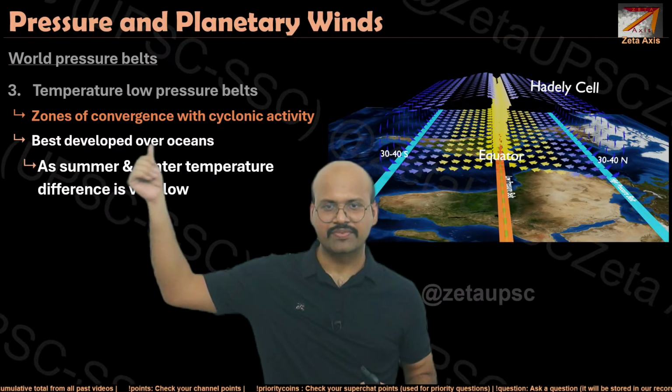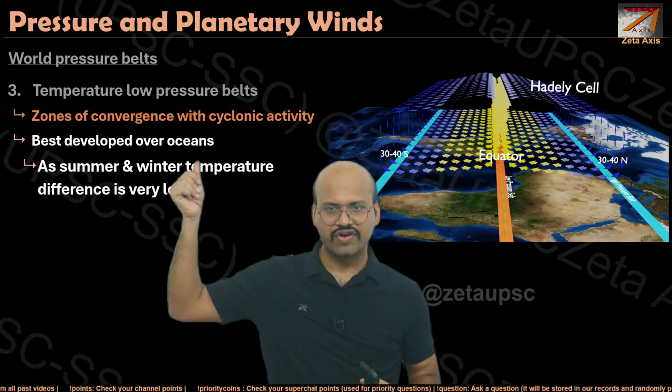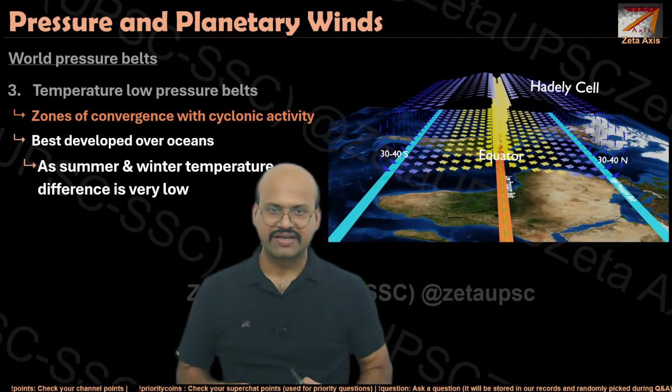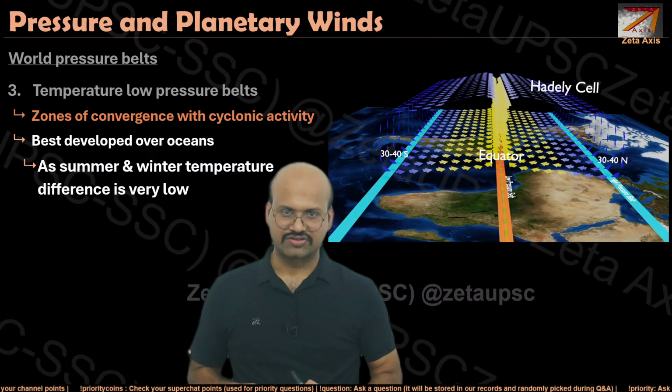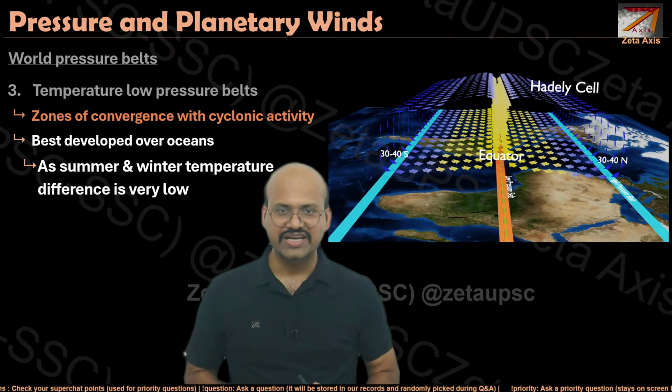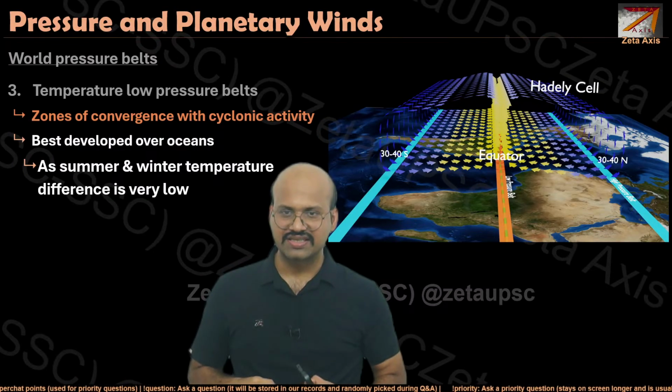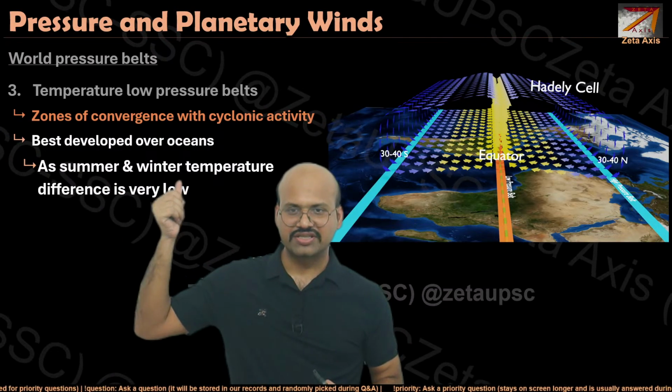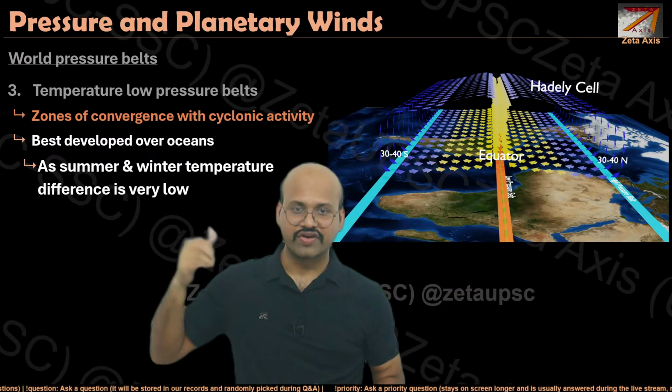They are best developed over oceans. So over oceans, we see the best characteristics of these pressure belts. Over the land, they are not very distinctive, but they are very distinctive over the oceans, and the reason is that summer and winter temperature difference is very low over the oceans.